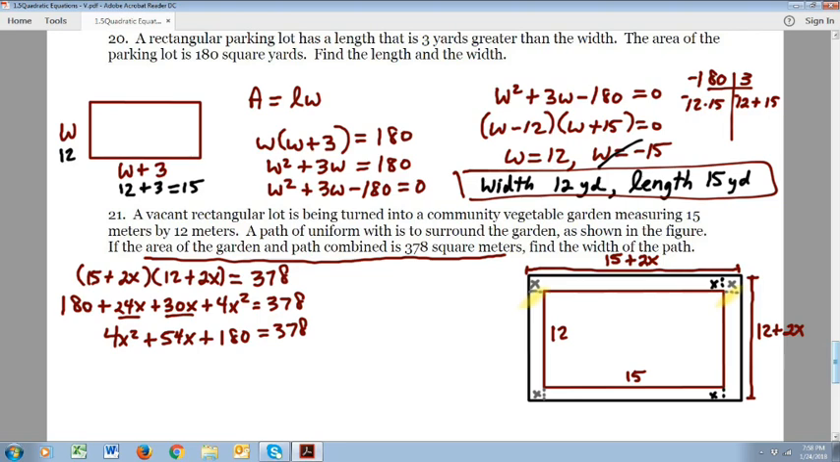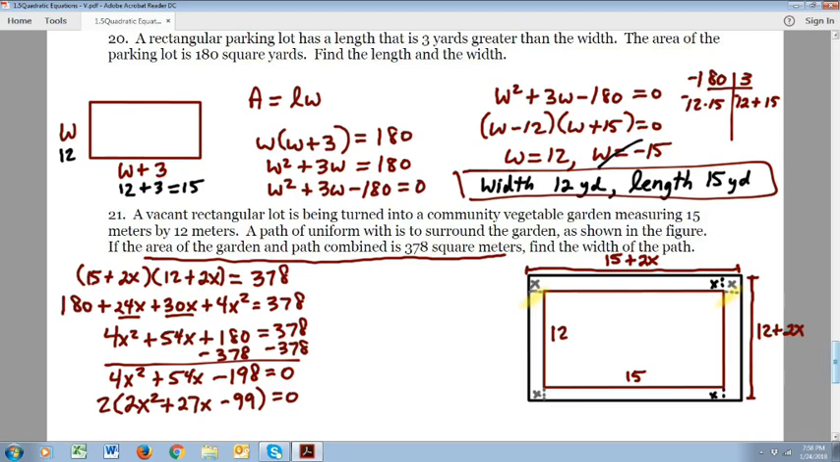So that gets us a little more simplified. Let's see, we're going to need to get 0 on one side, so let's subtract 378 from both sides. We get 4x squared plus 54x minus 198 is equal to 0. Now notice those are all even numbers. In fact, 2 is a GCF.